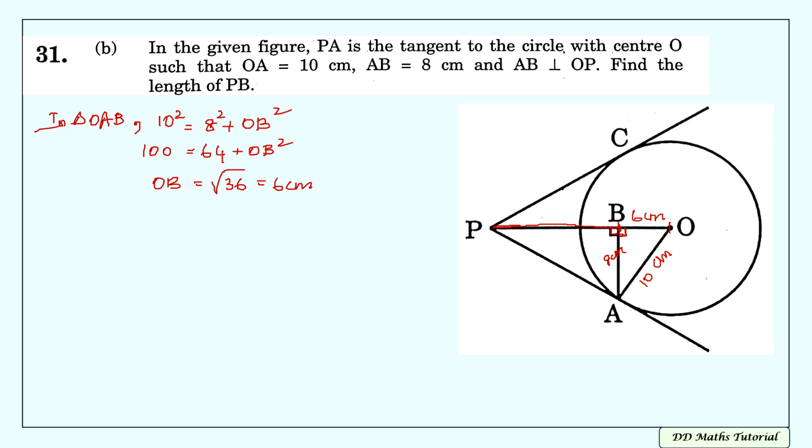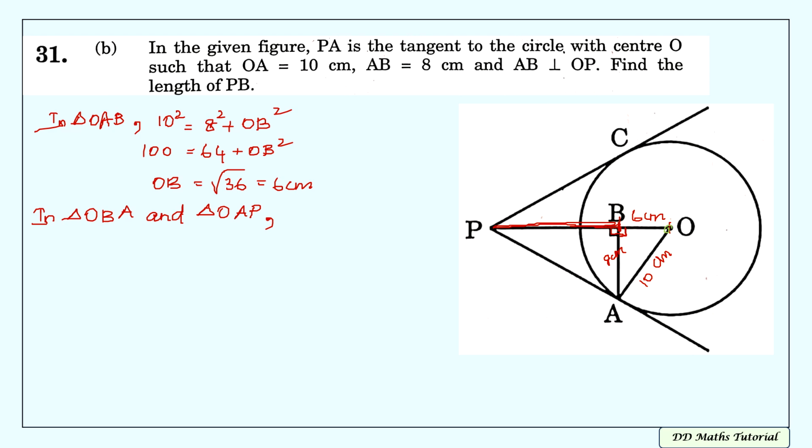To find PB, we are going to use the concept of similar triangles. This is similar to our example 3 in the circles chapter, where we use the AA criteria to prove that the triangles are similar and then take the corresponding sides of similar triangles to be in the same ratio. Now to prove that the triangles are similar, we are going to take triangle OBA and triangle OAP.